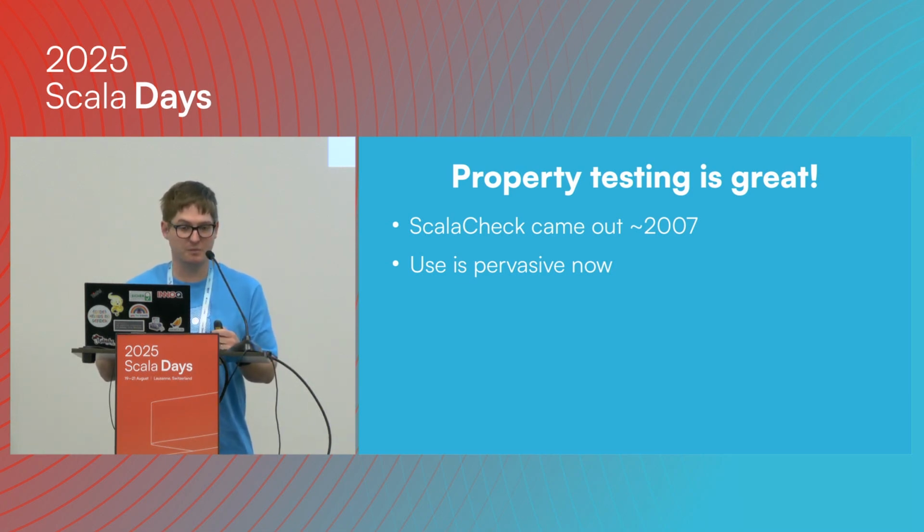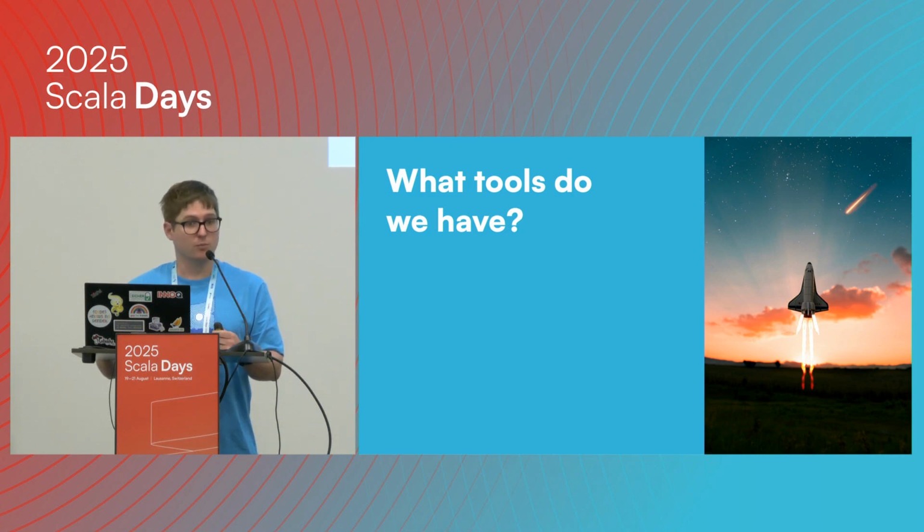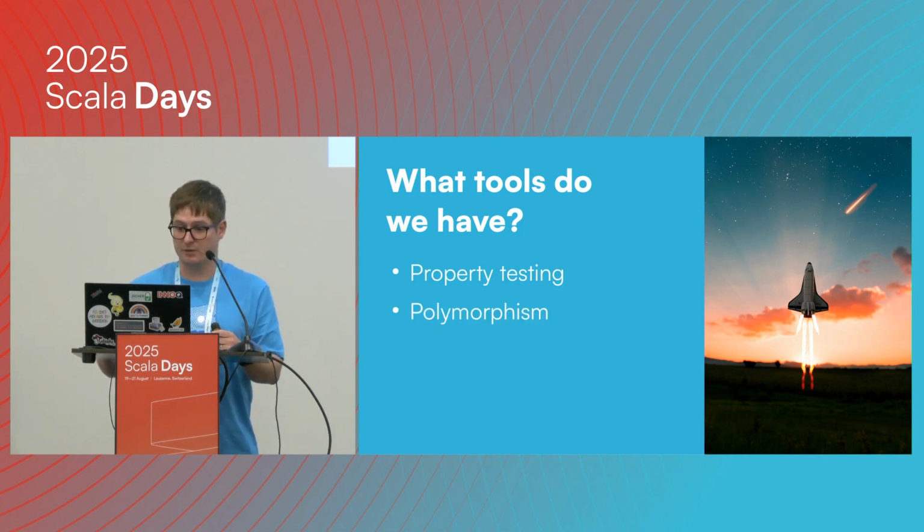years. And if you look on the Wikipedia page now for QuickCheck, you will find there's a million different libraries for all the different languages. And even in Scala, we have multiple alternatives. We have ScalaProps and Hedgehog. If you want to do property testing, you can do property testing. It's one of our tools in the toolbox to write correct Scala programs. But there's, of course, more tools in our toolbox, right? Property testing is great, but we also have polymorphism, and in particular, type constructor polymorphism.